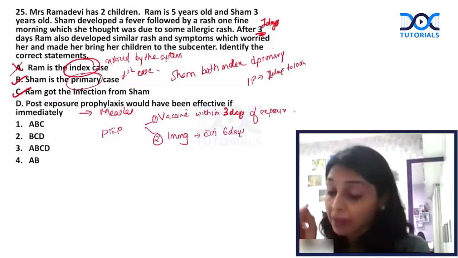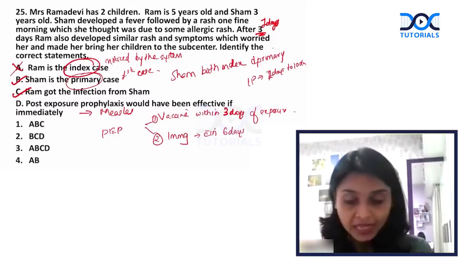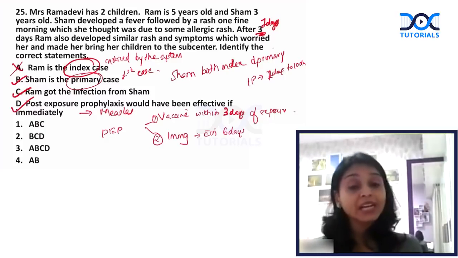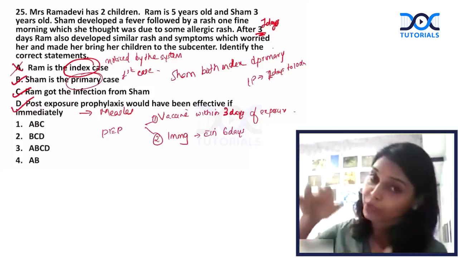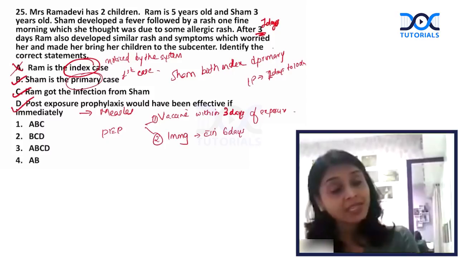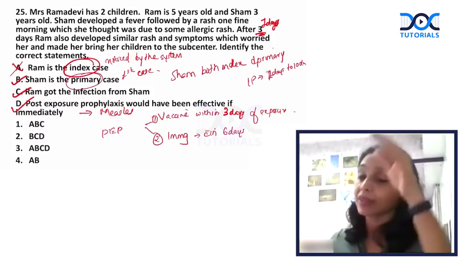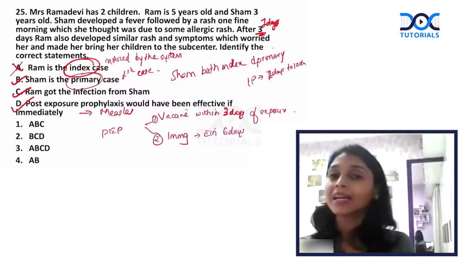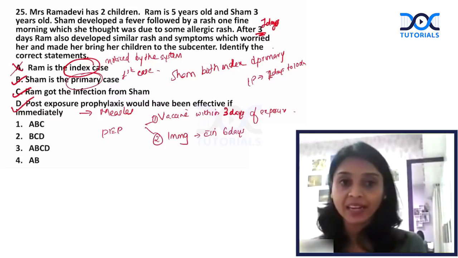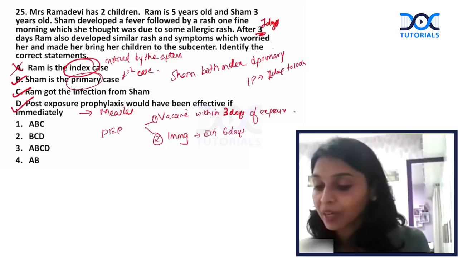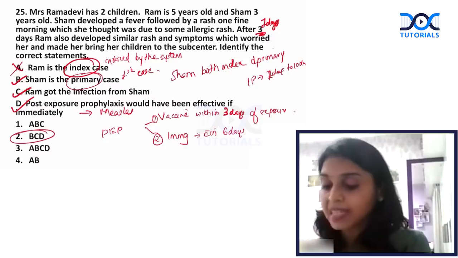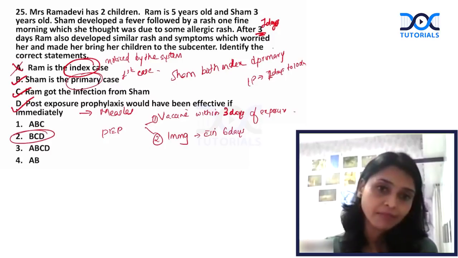So if you're considering measles here, yes, these are also correct. Post-exposure prophylaxis would have worked if she had taken the first child to the hospital. If they had diagnosed it as measles, then immediately the doctor would have given the vaccine or immunoglobulin to the second child, and thus she could have prevented the second attack. So in this particular question, the correct answers are B, C, and D.